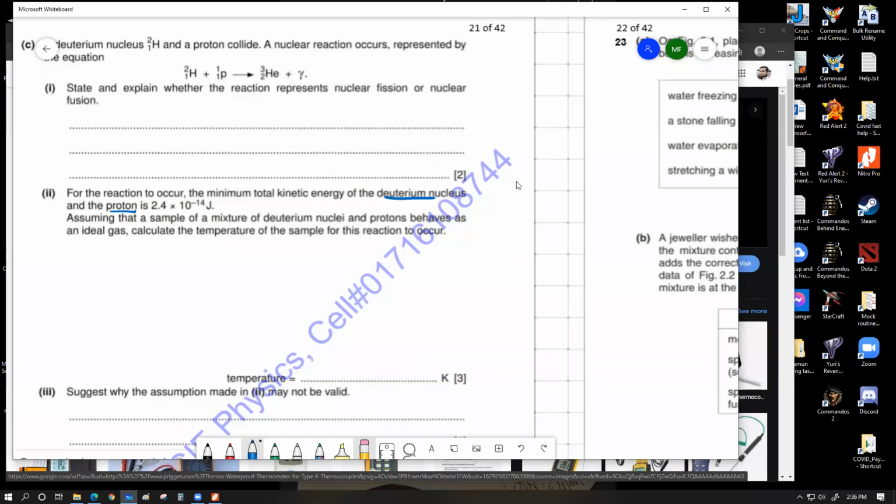Assuming that a sample of mixture of deuterium nuclei and protons behave as an ideal gas, in which case all the particles are considered to be identical to each other. So if you have two particles, let's say one is hydrogen 2, deuterium, the other one is a proton, you have to consider they are identical, and the total kinetic energy is this. So the average kinetic energy of one of these particles should be half of that. That's the key part. To solve this problem, you have to divide the total amount of energy of both the particles by 2 to be applied within that equation.